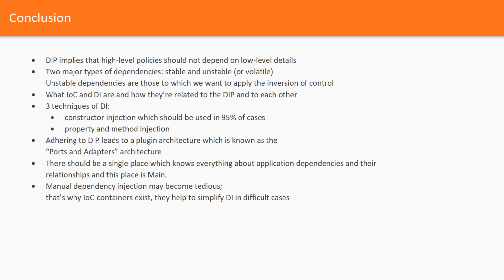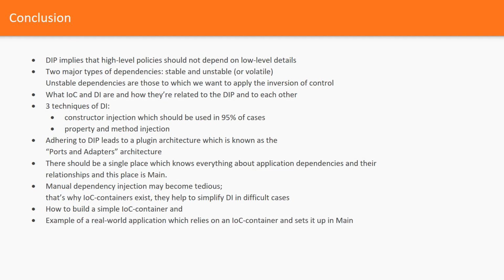You also learned that manual dependency injection may become tedious, and that's why IoC containers exist, which help to simplify dependency injection in difficult cases. You learned how to build a simple IoC container. And you saw an example of a real-world application which relies on an IoC container and sets it up in main. And we also summarized the common smells of DIP violation and how to fix them.